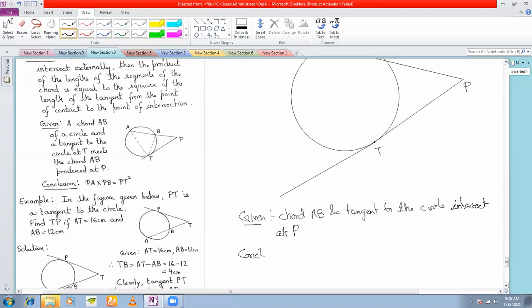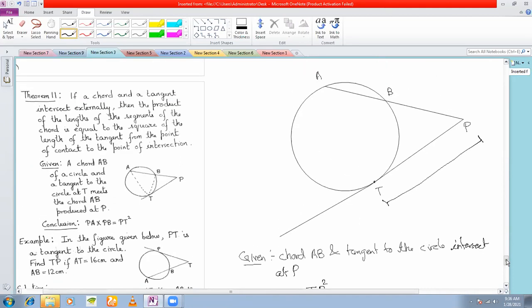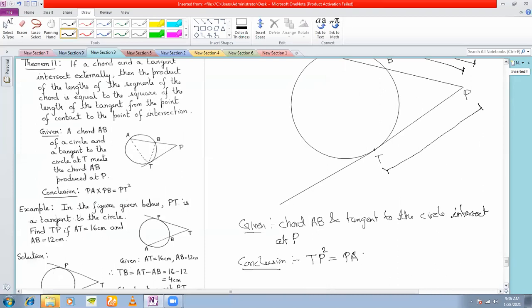Then what you can conclude is that the square of the length of the tangent. What is the length of the tangent? This TP. This is the length of the tangent. The square of the length of the tangent must be equal to the product of the length of the segment of the chords. What are the segment of the chords? This PA is one segment of the chord and PB is another segment of the length of the chord. Okay. So this TP square must be equal to PA into PB. That is what the theorem states.